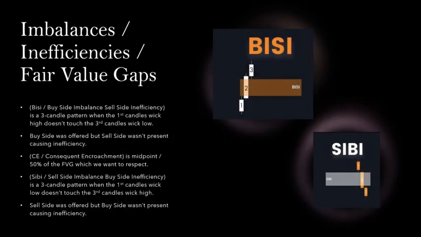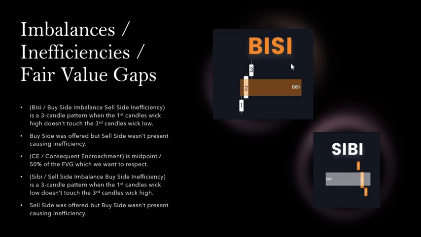Now, let's move over to imbalances, inefficiencies, and fair value gaps. Okay? So let's go over the first one. A BISI, otherwise known as a buy-side imbalance, sell-side inefficiency, is a three-candle pattern when the first candle's wick high doesn't touch the third candle's wick low.